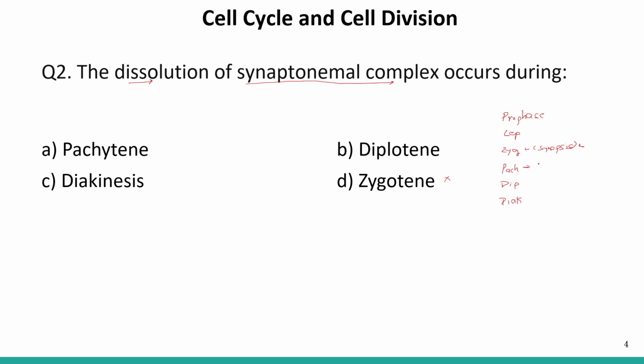In pachytene, crossing over takes place. In diplotene, chiasmata formation is seen and the homologous chromosomes start separating. In diakinesis, terminalization of chiasmata is seen. So what should be the answer? Dissolution of synaptonemal complex leads to, as we already know, separation of the homologous chromosomes. So the answer should be diplotene.